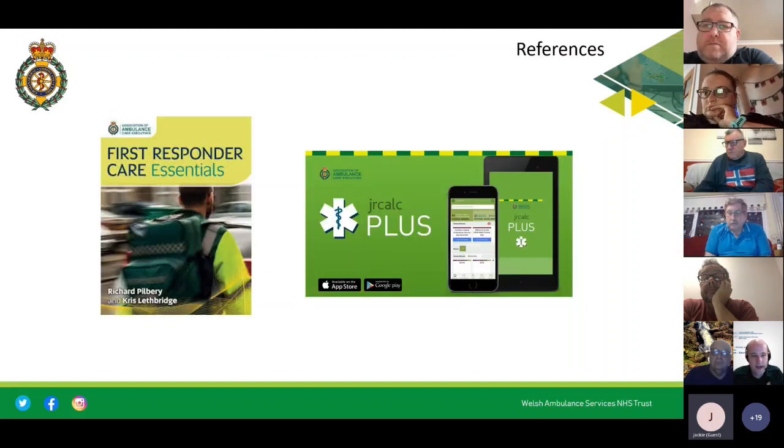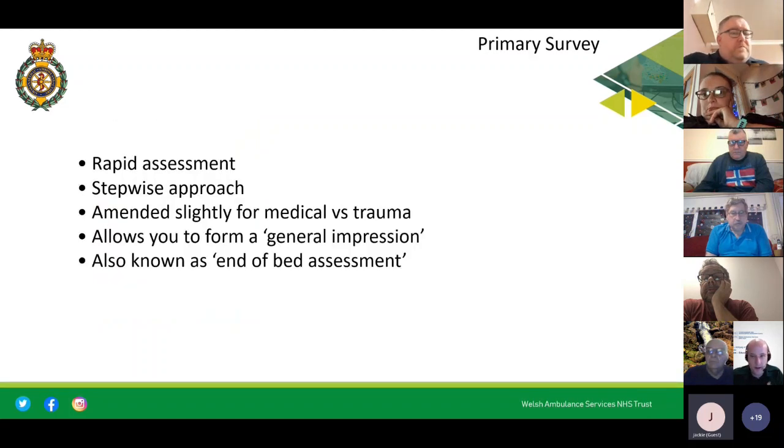Everything we're covering is out of the first responder care essentials, which isn't a lot in paediatrics, but most of our guidelines in the pre-hospital environment come from the JRCALC. So let's start off then.